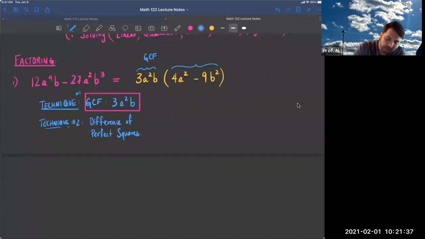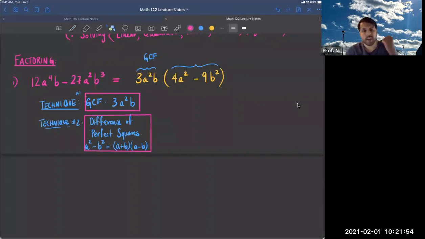So the difference of perfect squares looks like this: a squared minus b squared equals a plus b, a minus b. So you guys need to know how to factor using the GCF, and you guys need to know how to factor difference of perfect squares. So this is the difference of perfect squares.